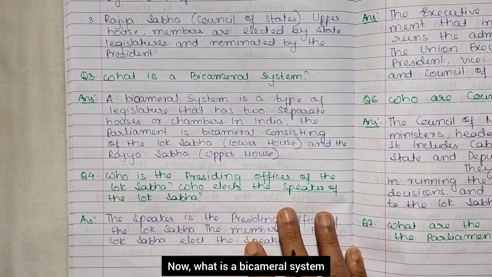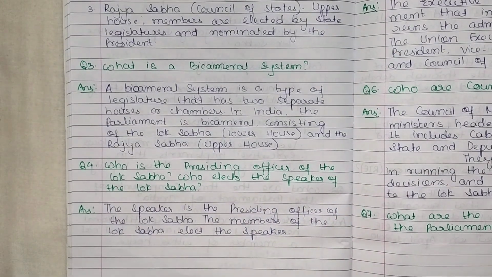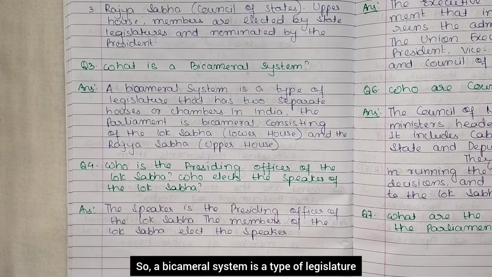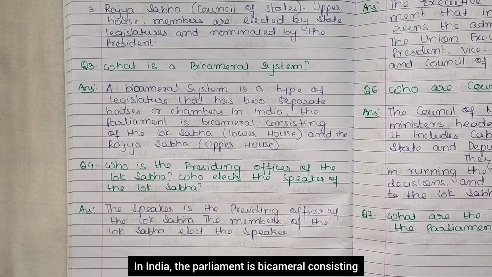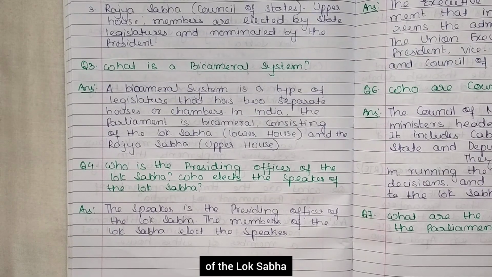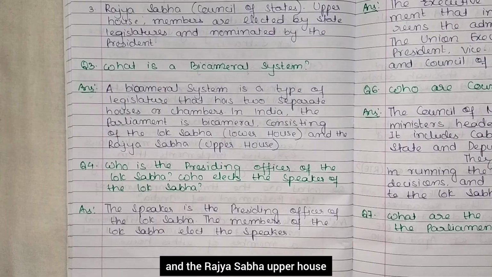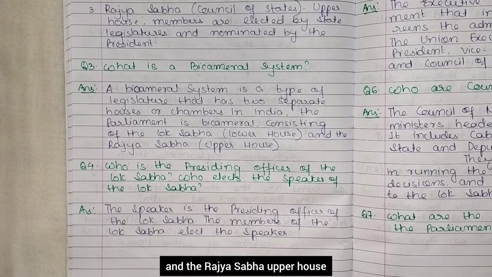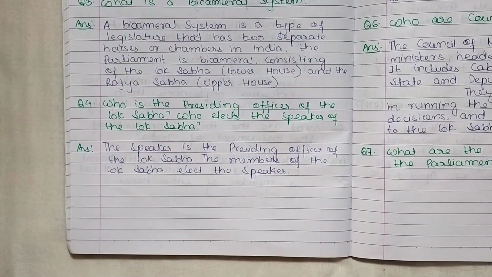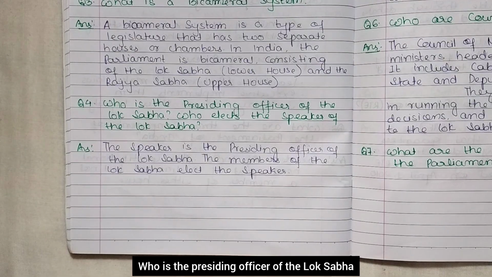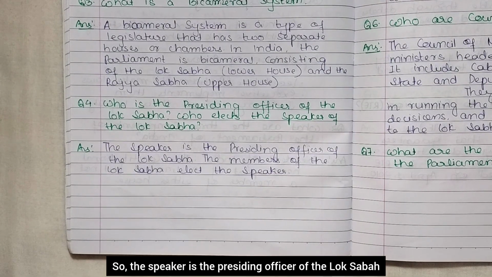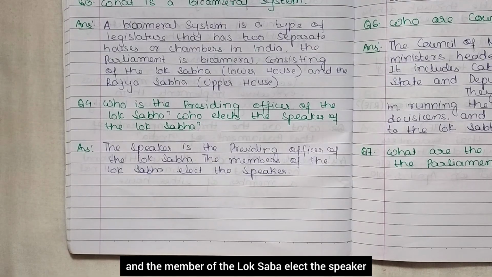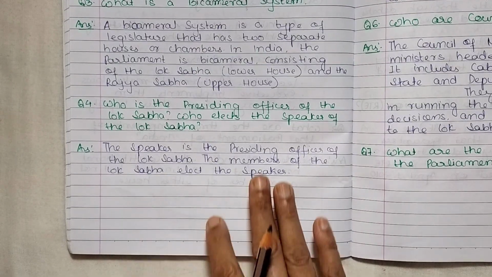Now, what is a bicameral system? Second question. A bicameral system is a type of legislature that has two separate houses or chambers. In India, the parliament is bicameral, consisting of the Lok Sabha, the lower house, and the Rajya Sabha, upper house. Who is the presiding officer of the Lok Sabha? Who elects the speaker of the Lok Sabha? The speaker is the presiding officer of the Lok Sabha and the members of the Lok Sabha elect the speaker.